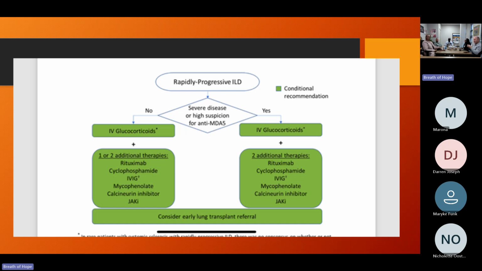I just have a question. What is your experience with cyclophosphamide-induced interstitial lung disease? Because I know you've used it here for ILD, but theoretically, cyclophosphamide can cause interstitial lung disease as one of the rare complications.